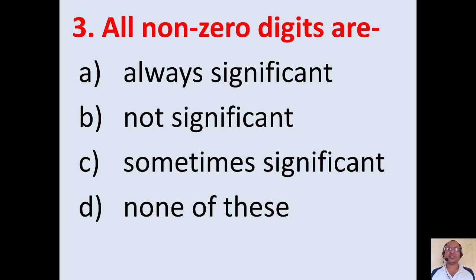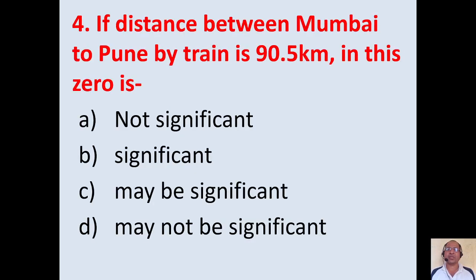All non-zero digits are always significant. This is the first rule, so option A is correct. If the distance between Mumbai to Pune by train is 90.5 kilometer, in this the 0 is in between two non-zero digits 9 and 5, so it is significant. So the correct option is option B, significant.